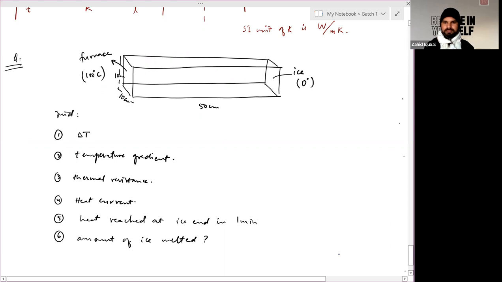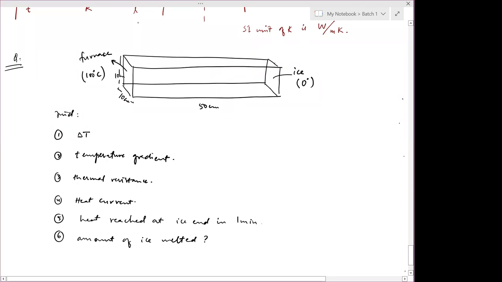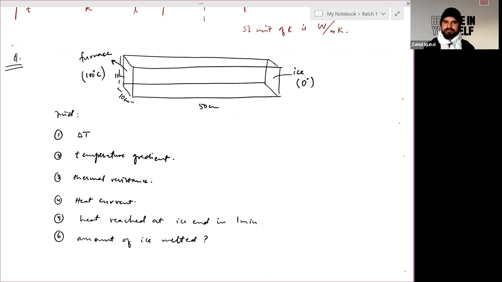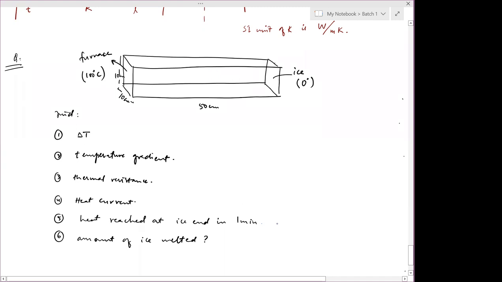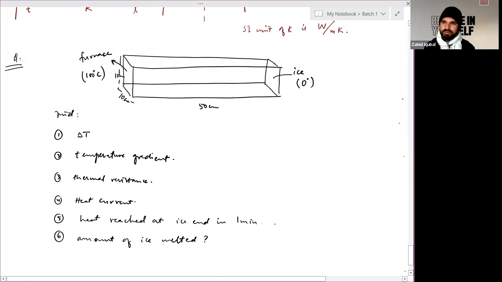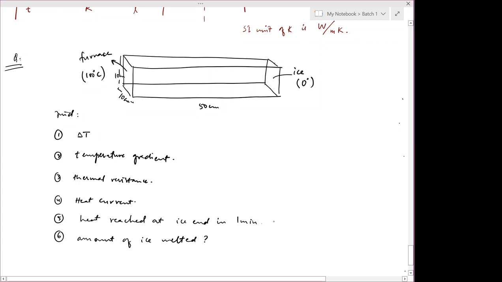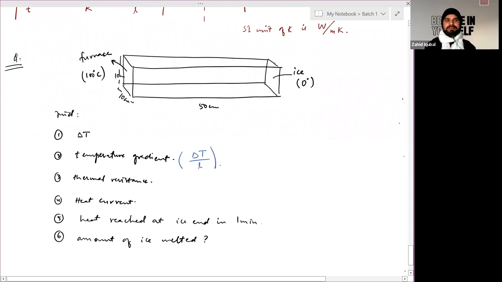Hiba, any doubt related to these terms? How to calculate? No, sir. Okay. Hamza, just tell me, what do you mean by temperature gradient? So the quantity which describes at what rate the temperature changes with respect to direction. Direction? Length. Yes. So it will be delta T divided by length. Just solve each part and send your answer, all of you.